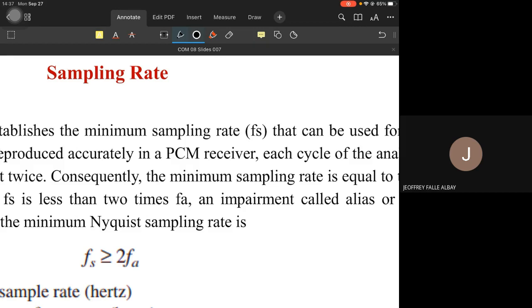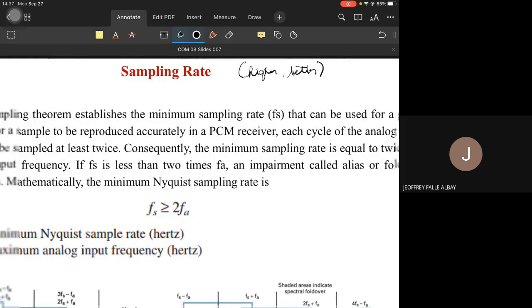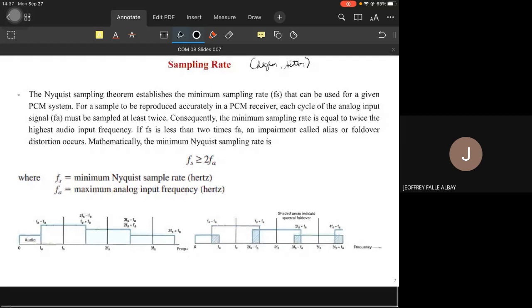Okay, tanan nato dire, the higher, the better. Wala lang siya og asterisk. Higher is better. But maybe higher sampling rate circuits would be more costly and dili siya need, no, or redundant pa. So, unsa ang minimum nga requirement? Right here.